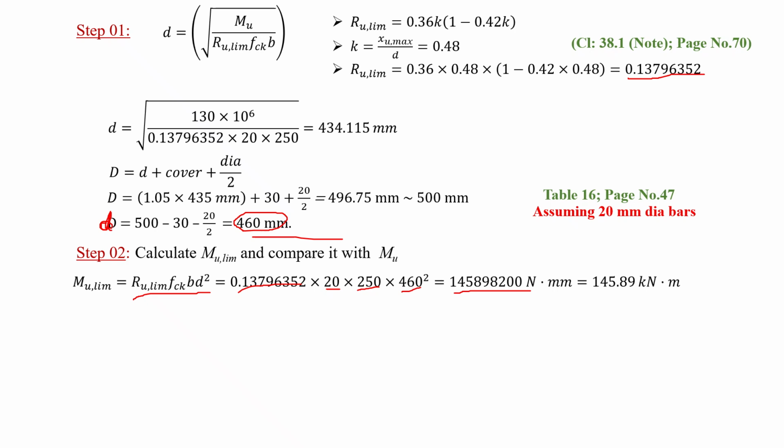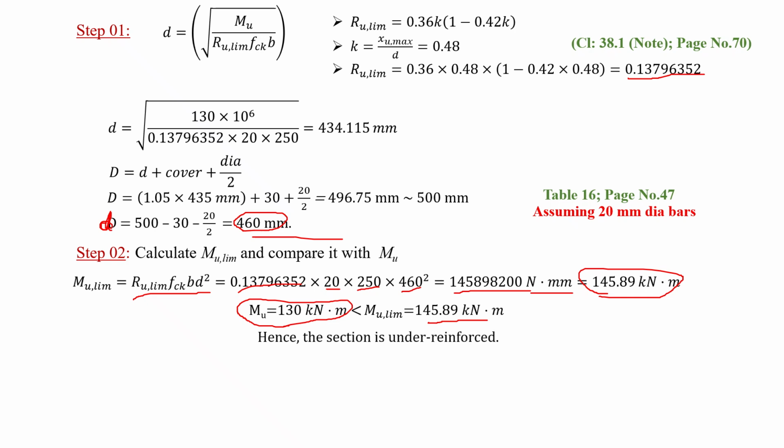So as you can see here, this is 145,898,200. These units are Newton mm. I need to divide it by 10 to the power 6 to convert it into kilonewton meter. So this is my limiting moment of resistance, that is the actual capacity of that beam. Now the bending moment they have given is only 130 kilonewton meter, which is a lot less than the capacity of the beam. Hence this is considered as an under reinforced section.